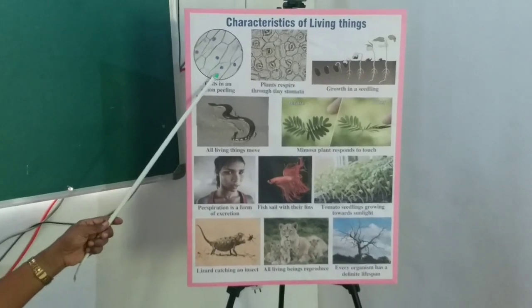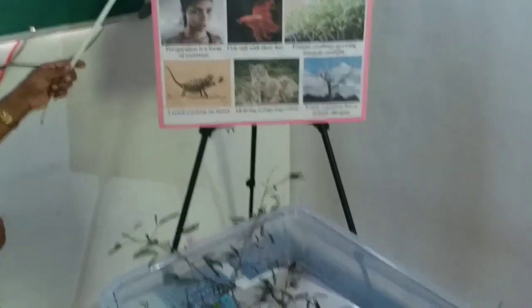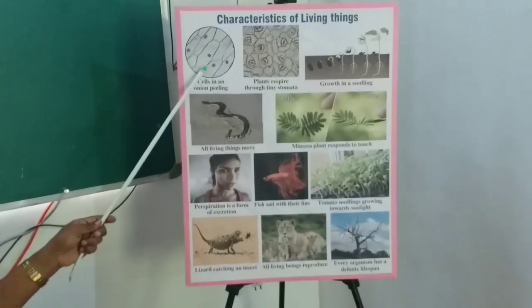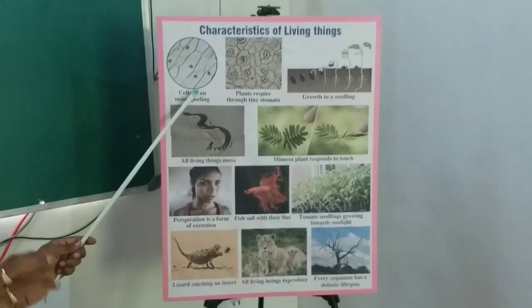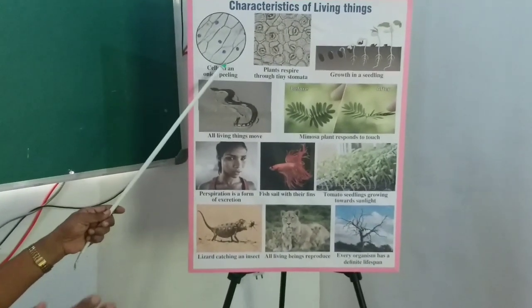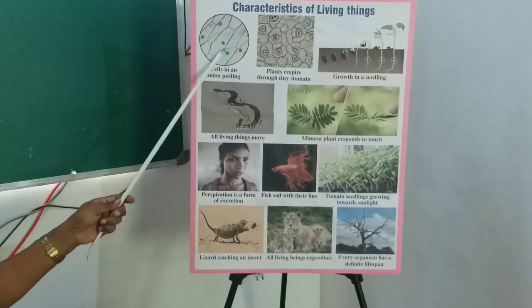Each cell is a living cell. Each cell contributes to the altogether living of that animal or plant. They all cooperate with each other. Together these billions of cells make a living being.